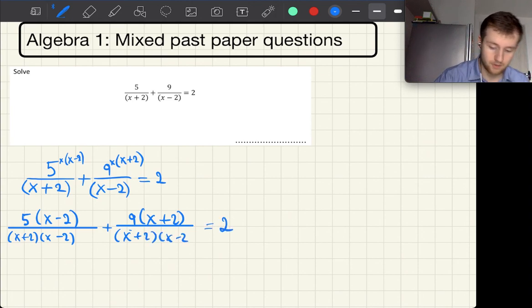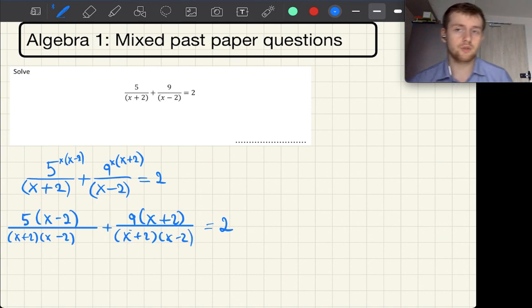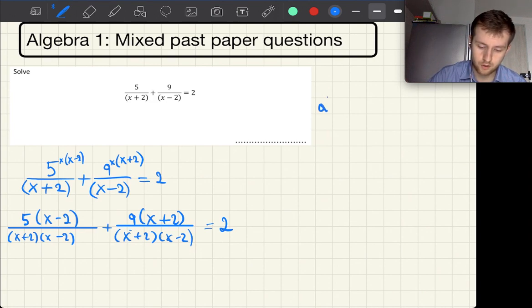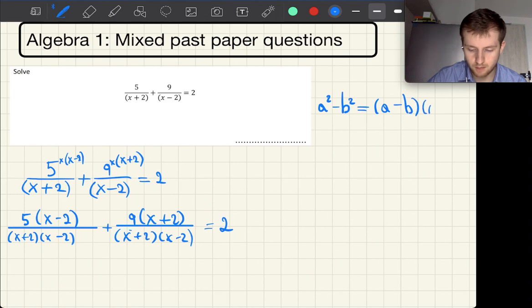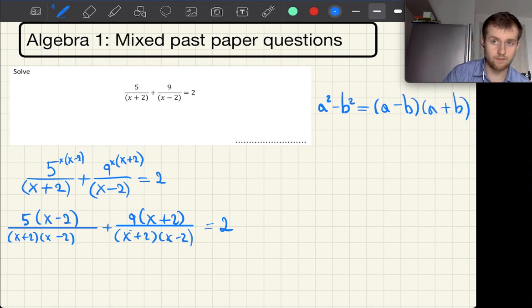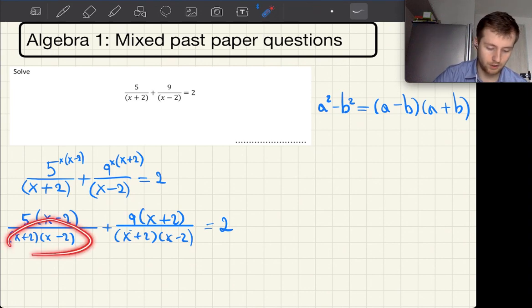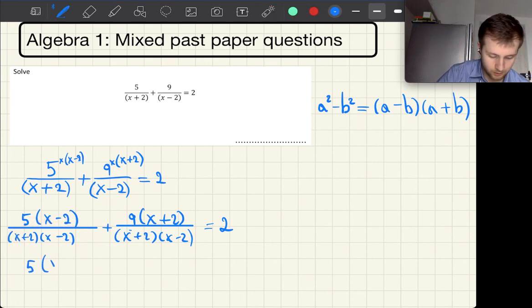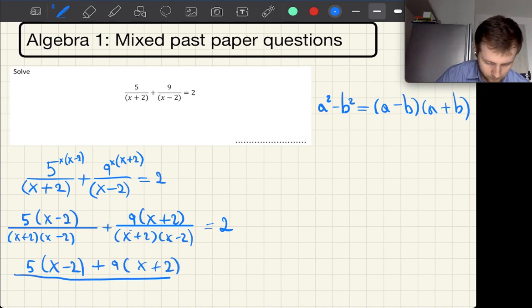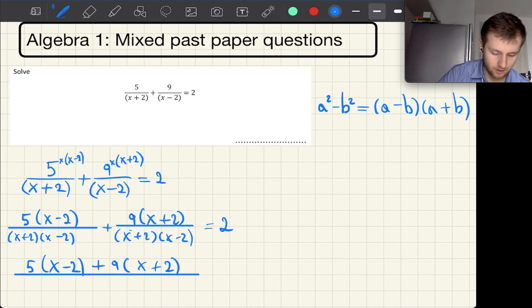Now here I must tell you there is a shortcut, kind of, not really a shortcut, a formula. This formula is the difference of two squares. So a squared minus b squared is equal to a minus b times a plus b. And here we can see we have this formula basically. So x plus 2, x minus 2, we could say that's x squared minus 2 squared basically, and that's it. All of this is equal to 2.